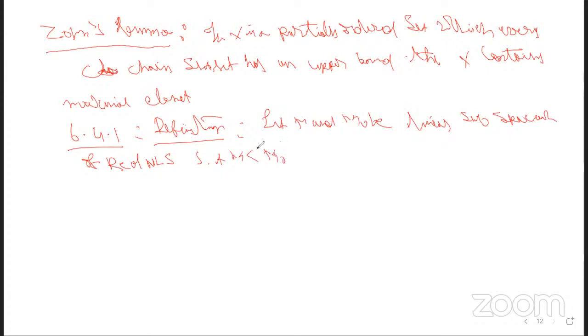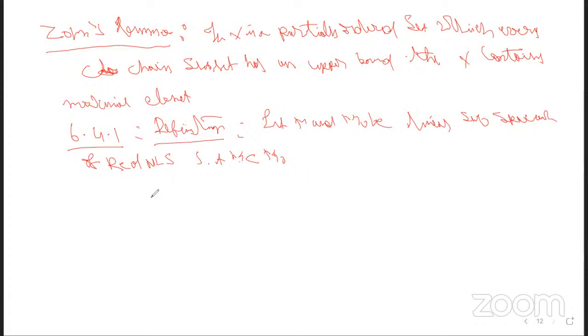What is subset? M is a subset of M naught means all the elements of M are in M naught. All the elements of M naught need not be in M, right? That is, M is a subset of M naught.